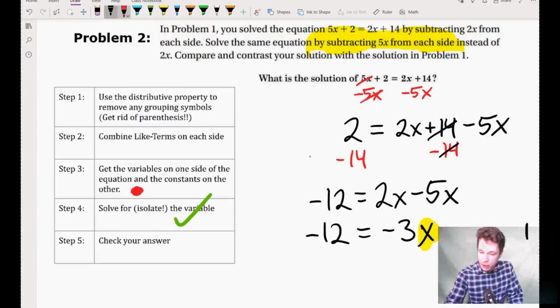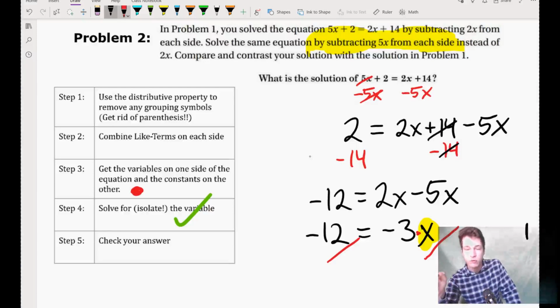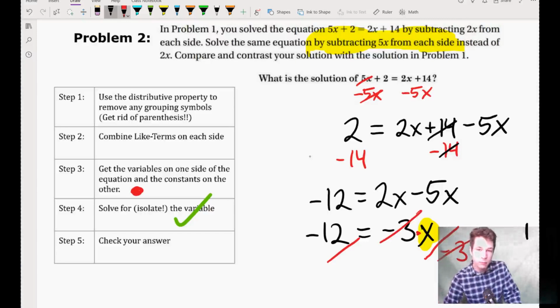However, a little bit of a tricky situation here. I have multiplication happening to x. I need to take care of that. And in order to do that, I need to use the inverse, which is division. Now be careful, I can't just divide this by 3. Because x is not being multiplied by positive 3, it's being multiplied by negative 3. So in order to cancel it on top, I need to be able to divide by negative 3 on both sides.